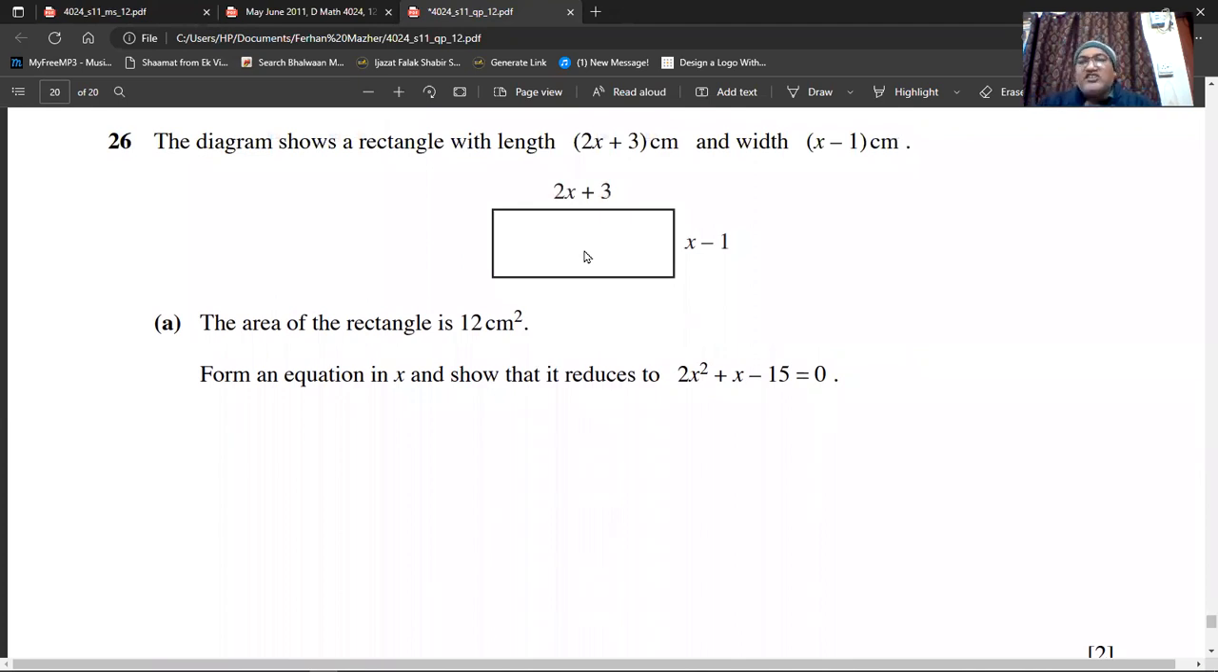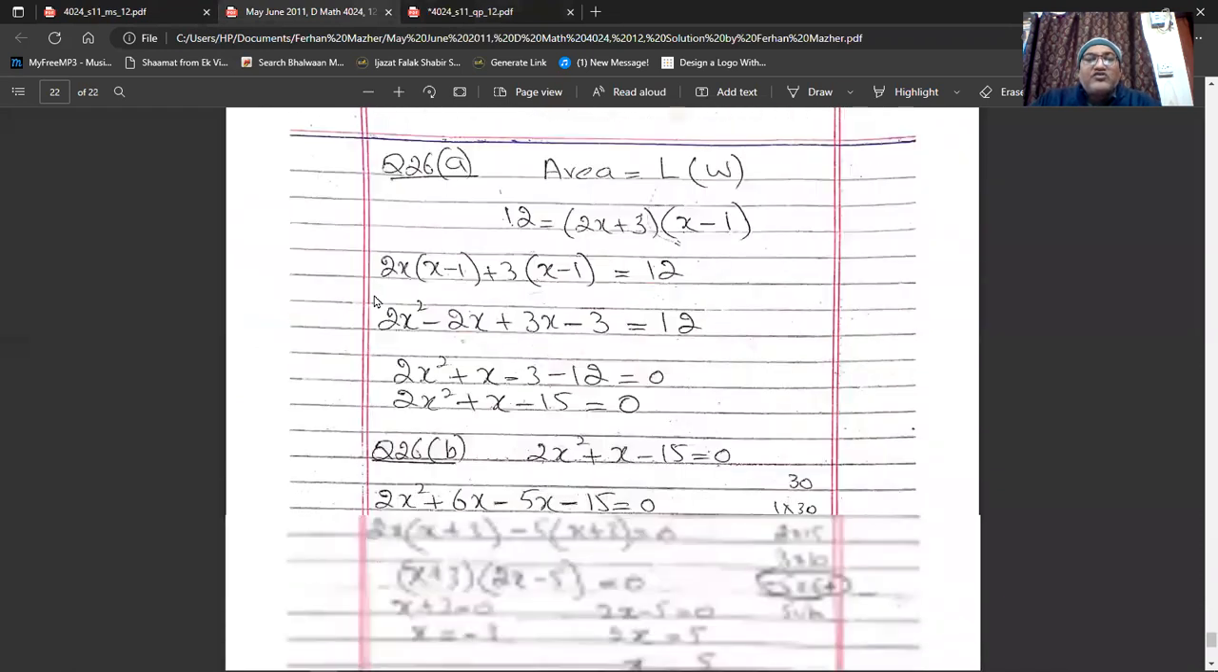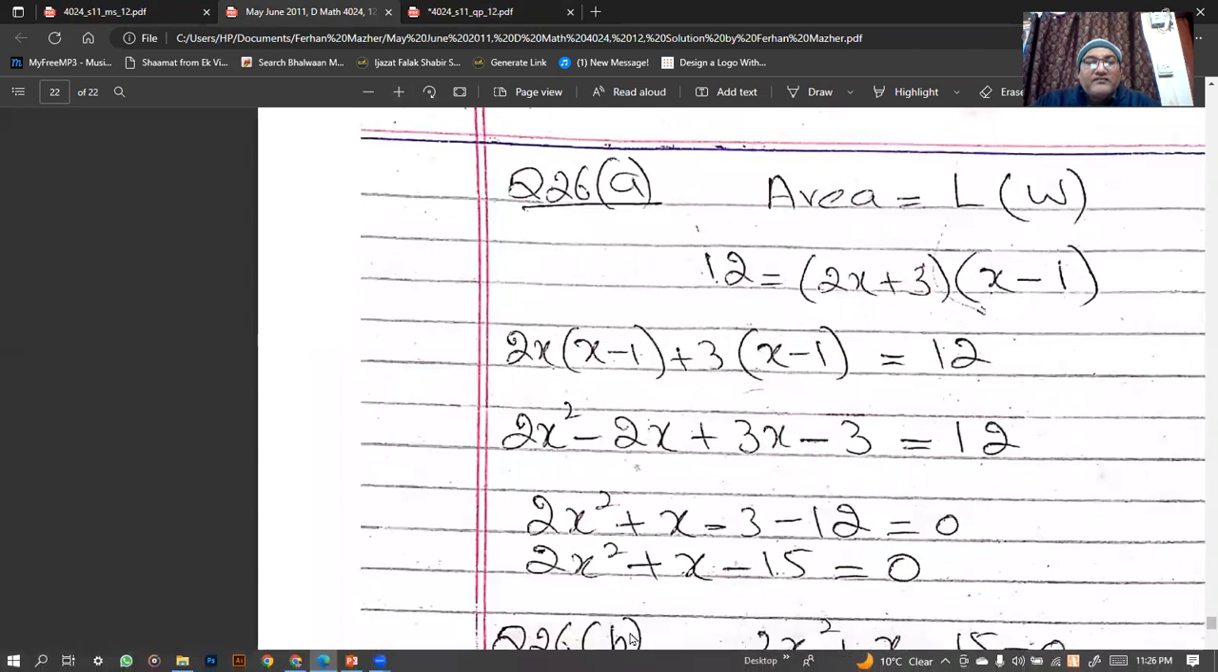So here we have a rectangle. Its length and width in terms of x are given. The area of this rectangle is also given, that's 12. So I will use the formula length into width, and that will be equal to the area. Let me show you. We will make that equation.